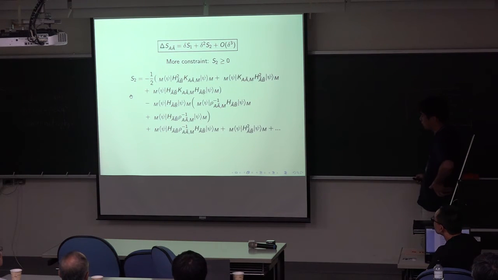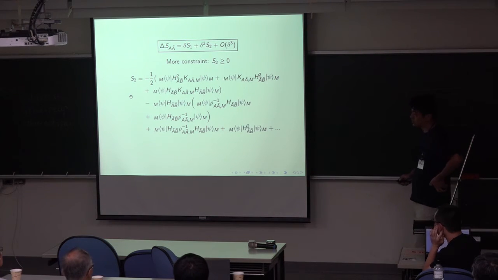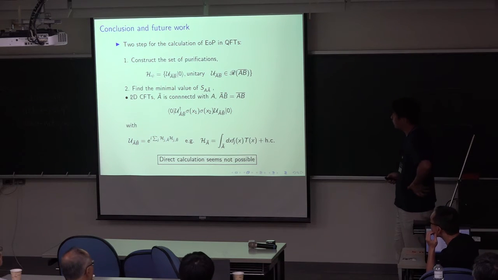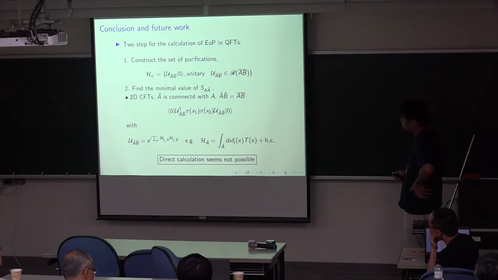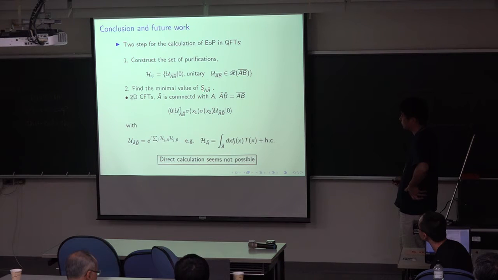For the second order, actually we have no compact form. There are dependent terms in this. We can see whether there are some constraints. Okay, I will come to the conclusion and the future. I'll summarize that we have two steps to calculate the entanglement of purification in quantum field theory. The first is we can use the Reeh-Schlieder theorem to construct the purification of this, and this is just a unitary operation working on the vacuum. But the second step, to find the minimal one, is very hard.